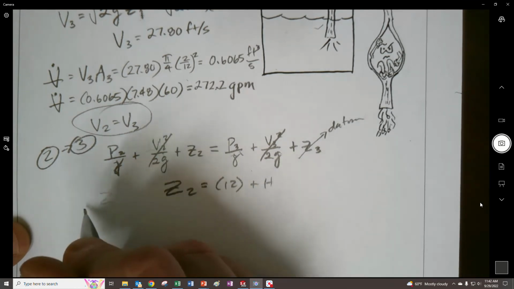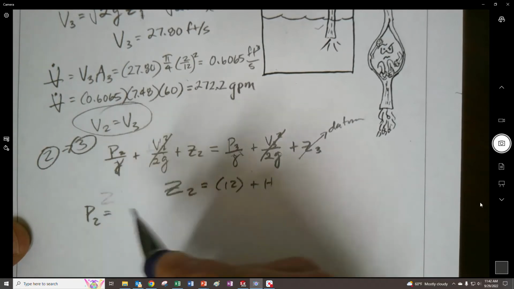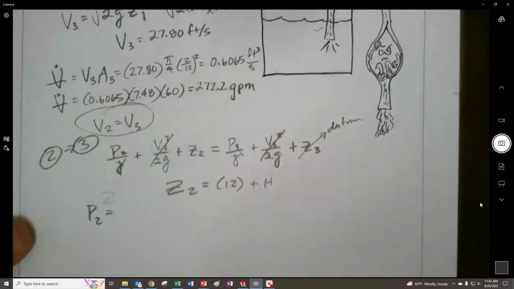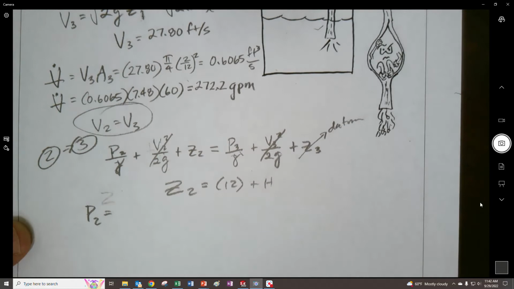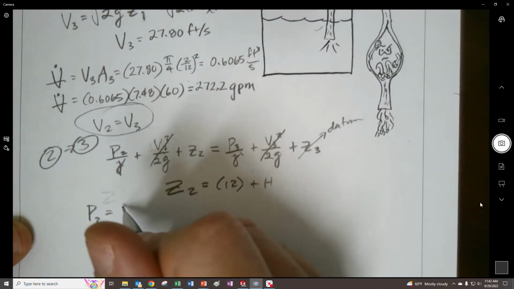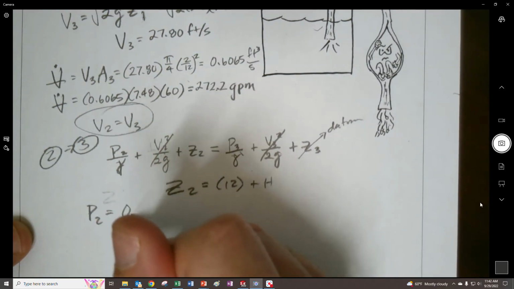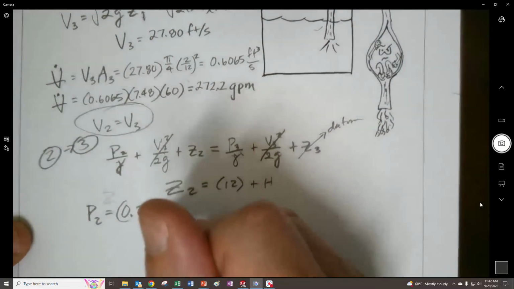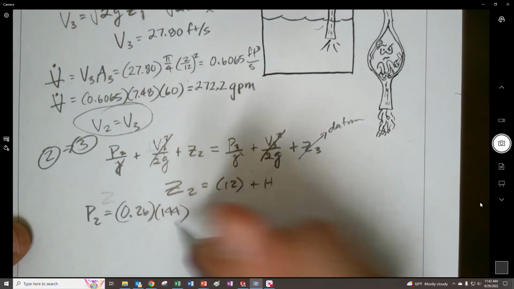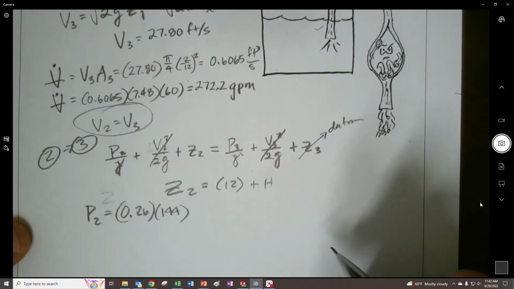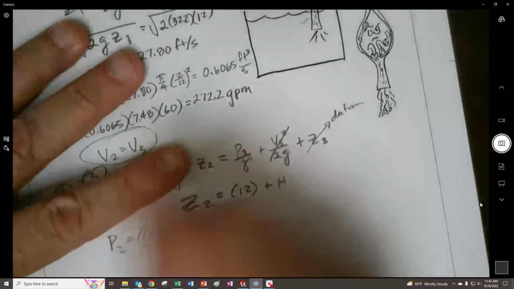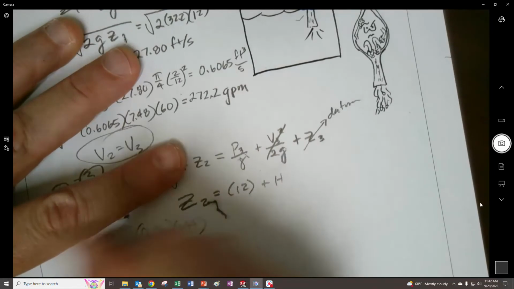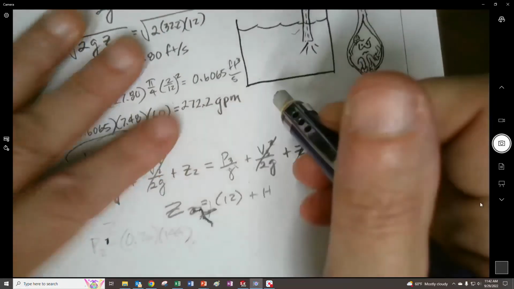So we're going to say that P2 is going to be equal to the vapor pressure. Okay, so the vapor pressure is 0.26, and that's absolute, right? So we want to get down to 144. I think I'll just write out the whole thing the way I have it written above, and we can work it out.